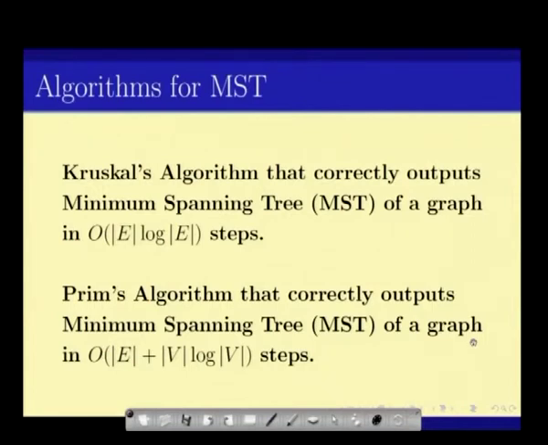To summarize, for the minimum spanning tree, we have Kruskal's algorithm that runs in order e log e steps. We also have Prim's algorithm that does slightly better in order e plus v log v steps. Both these algorithms are greedy algorithms. Getting the algorithm is easy, but proving the correctness of the algorithms is the hard part.